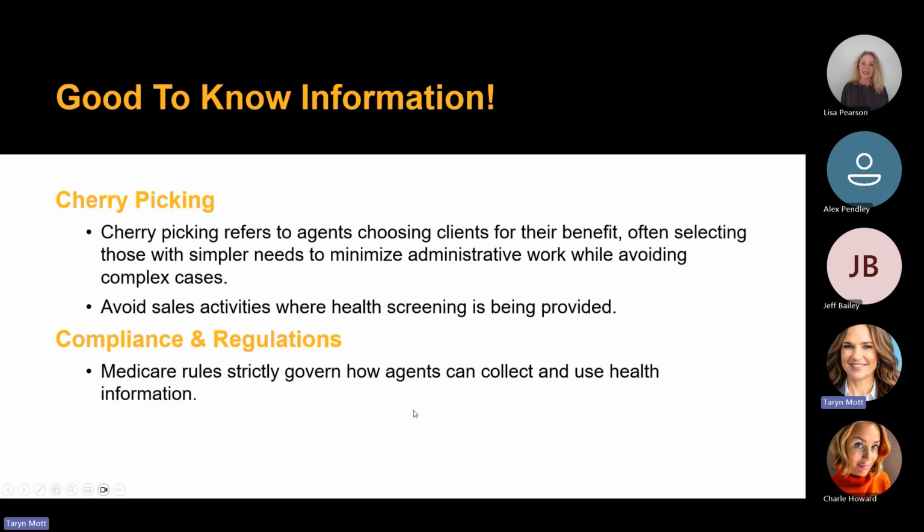Compliance and regulations. Medicare rules strictly govern how agents can collect and use health information.